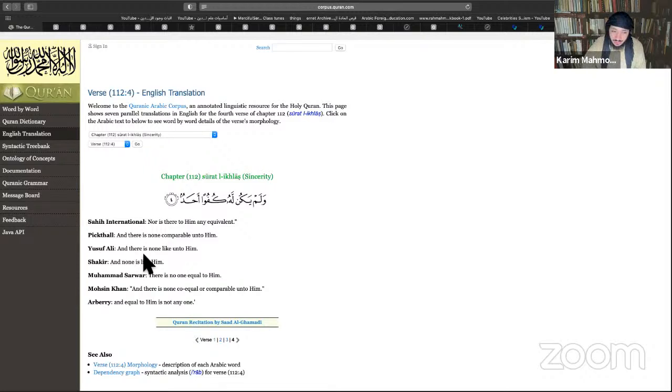And there is no one that can be compared to Allah. No one, Allah is not comparable to anyone, okay? There is no one equal to Allah. No one can be compared to him. No one shares his powers, okay?